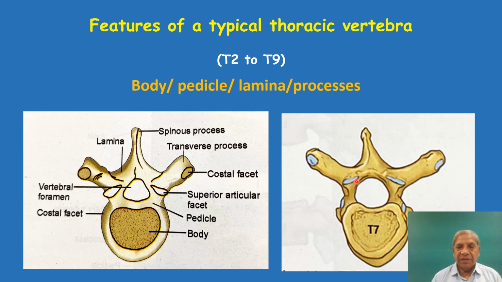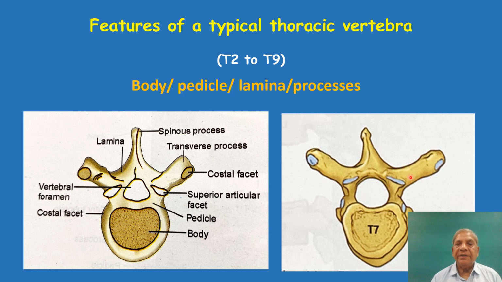Similarly, when you will turn and show him the inferior surface, which is not shown in this diagram, you say that the two inferior articular facet, they are directed anteromedially, because the superior are facing posterolaterally. Naturally the inferior will be directed in anteromedial direction. This is another important clue for identifying the typical thoracic vertebrae.